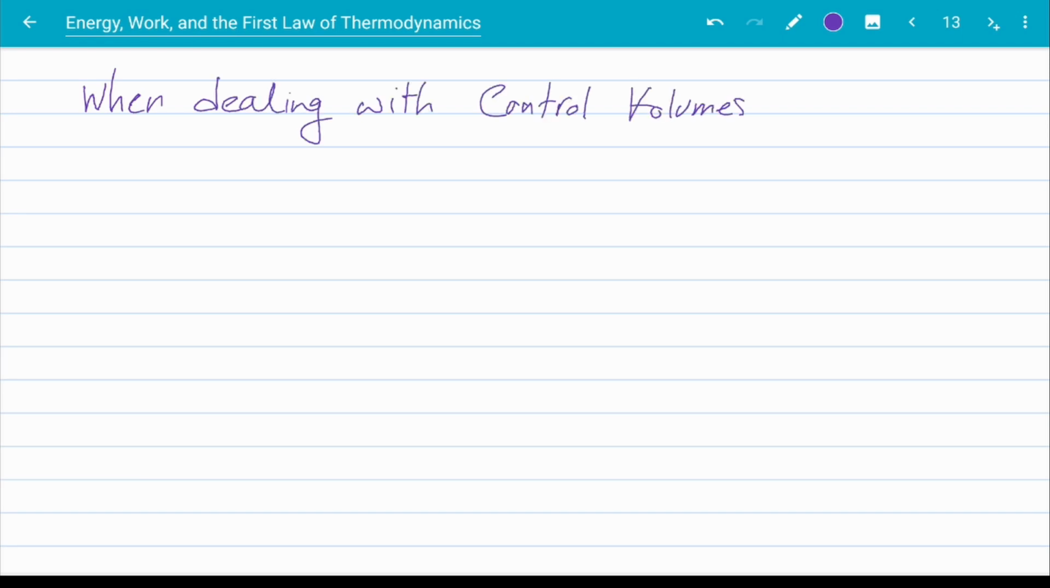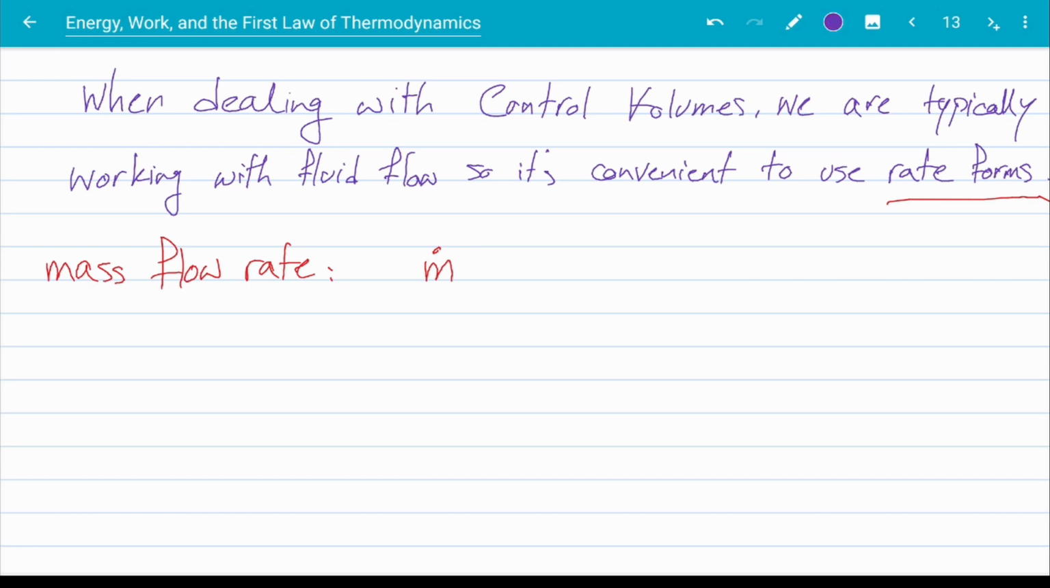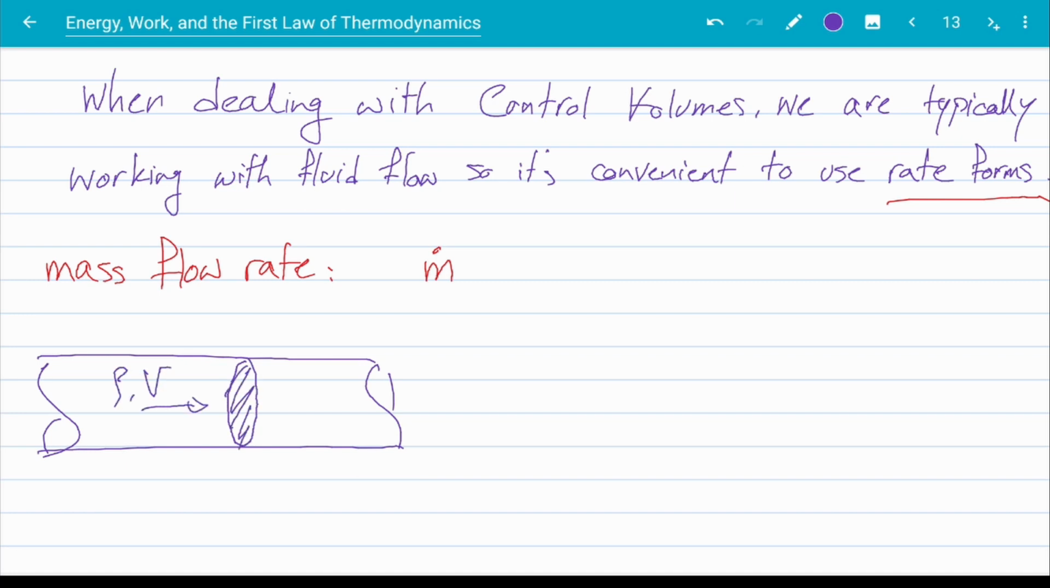Now, when dealing with control volumes, we are usually dealing with fluid flow rates, and so it makes sense to include rate forms of energy too. The key here is the mass flow rate of our fluid. How do we find mass flow rate? Well, assume the pipe here, where a fluid of density rho is going through with an average velocity, V average. The cross-section of the pipe is also known, A. Mass flow rate, or m dot, is rho times velocity average times area.